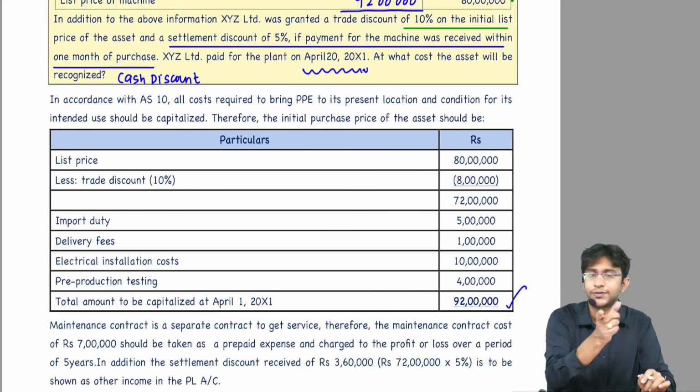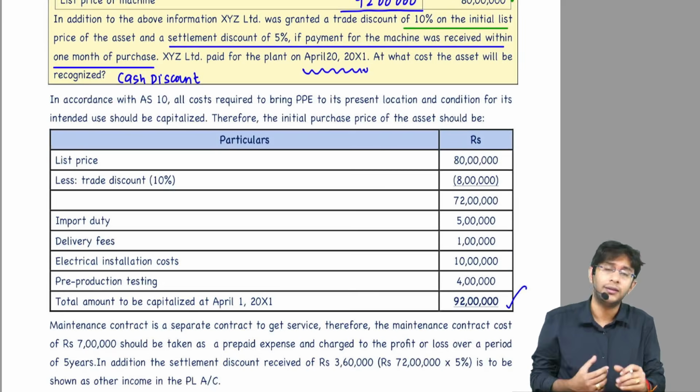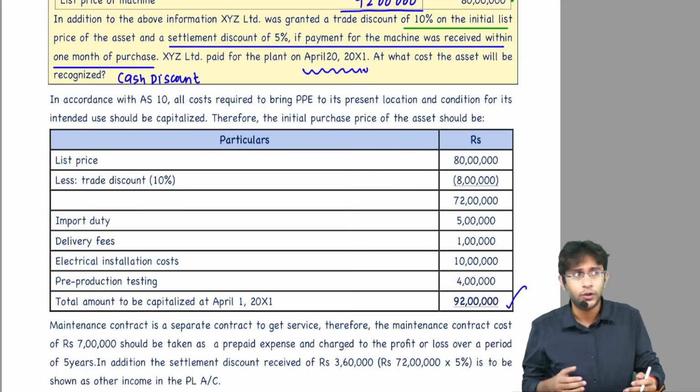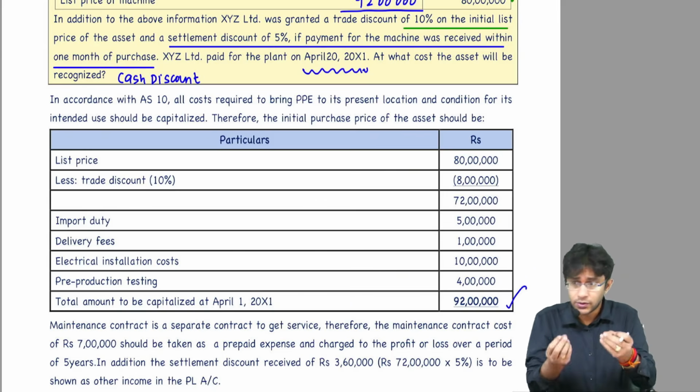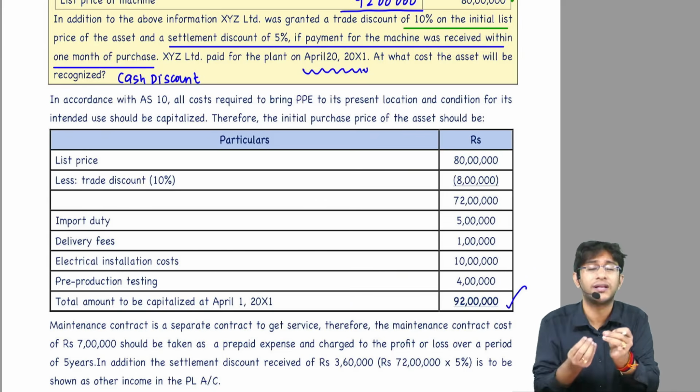And whatever cash discount you are enjoying by paying early, that cash discount is a gain for you. You need not pay a liability of 72 lakhs, you have to pay lesser by 3,60,000. So that gain will directly enter into your P&L account as an income.